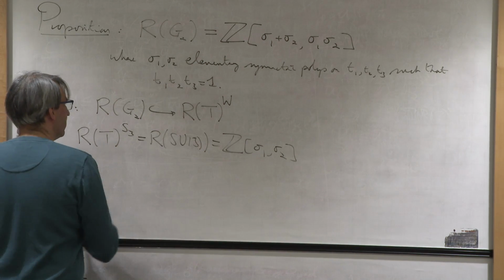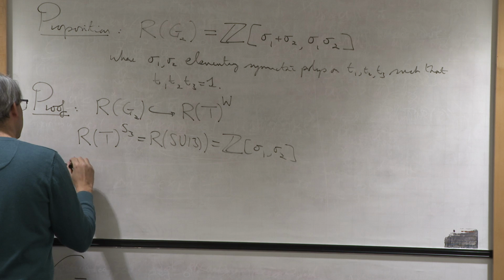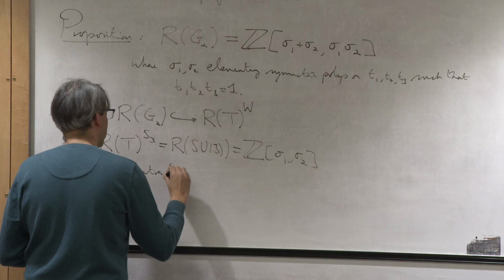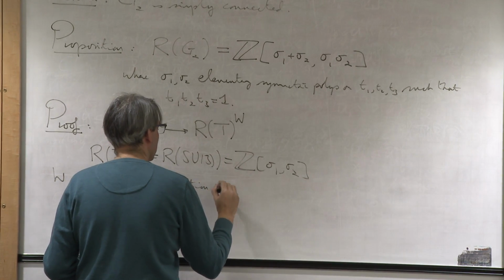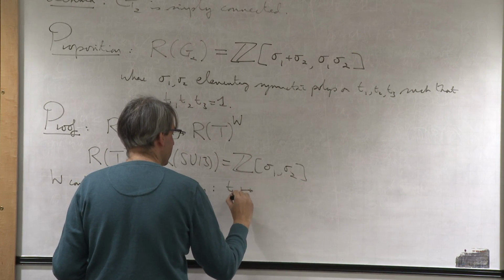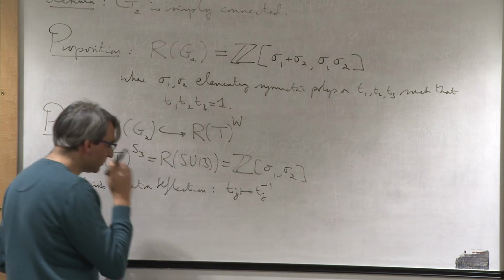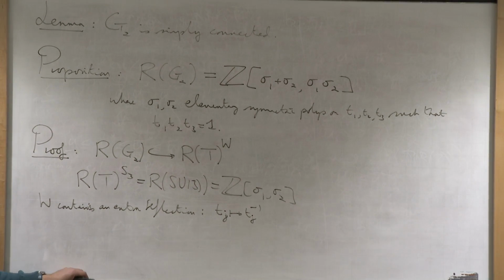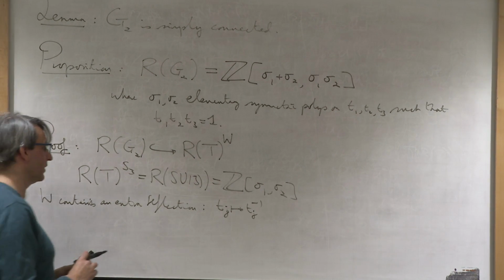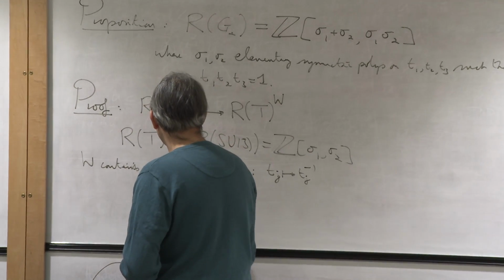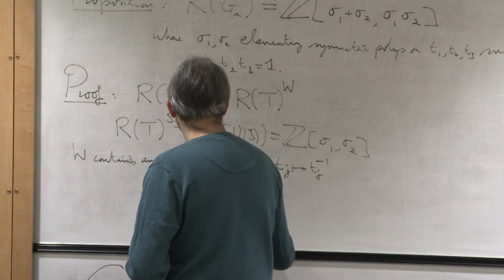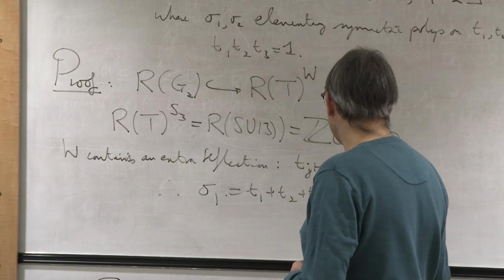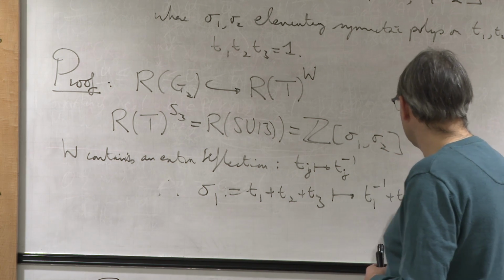But what's the extra element in the Weyl group? So W contains another reflection, an extra reflection. And what it does is it sends each Tj to its inverse. That's what the extra reflection does. It sends all of the xi's to minus themselves. This is the extra reflection. Therefore, it maps sigma 1, which if you remember was just the trace, T1 plus T2 plus T3, to T1 inverse plus T2 inverse plus T3 inverse.